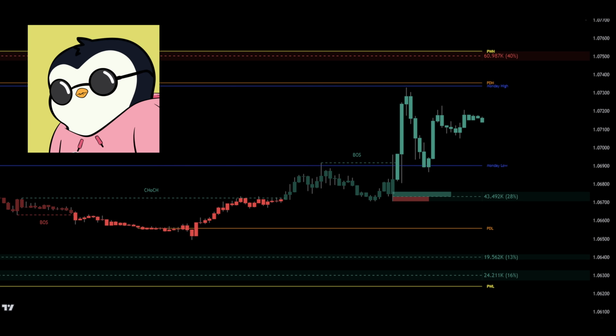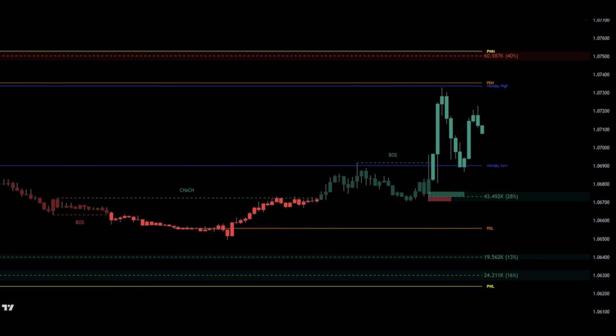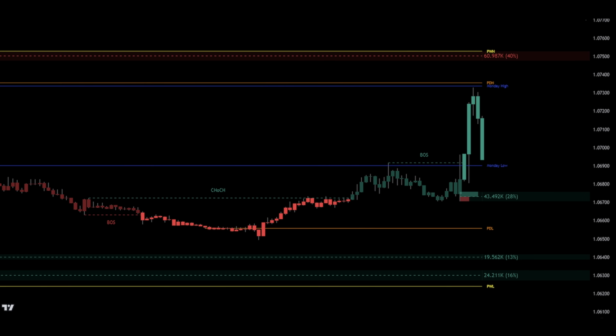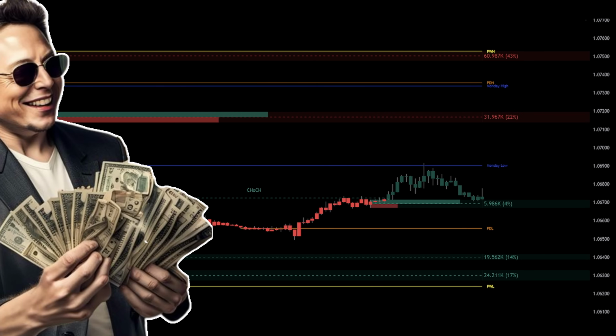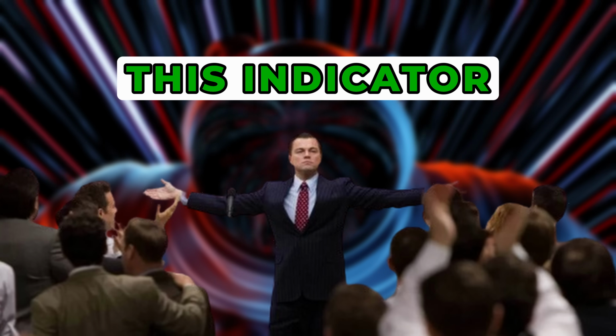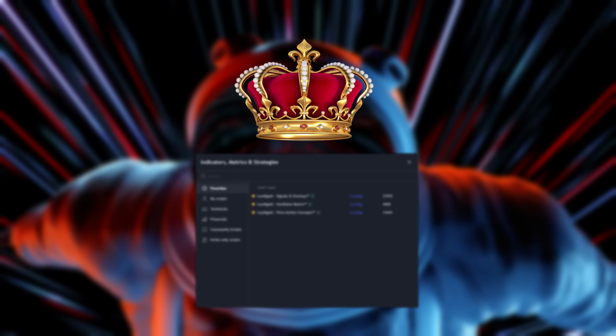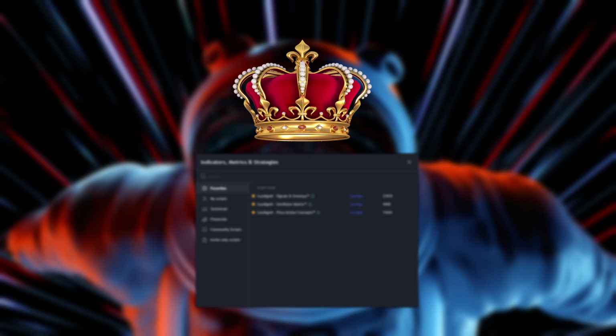It simplifies the process by automatically identifying key levels, market structure, and trends, making it much easier to become a highly profitable trader. Now I want to introduce an indicator that automatically identifies and displays many of the SMC levels you can use for trading.